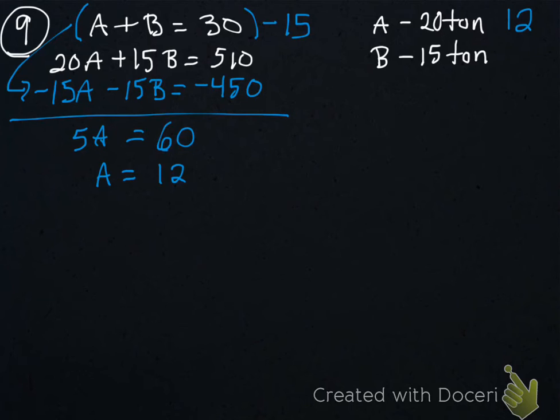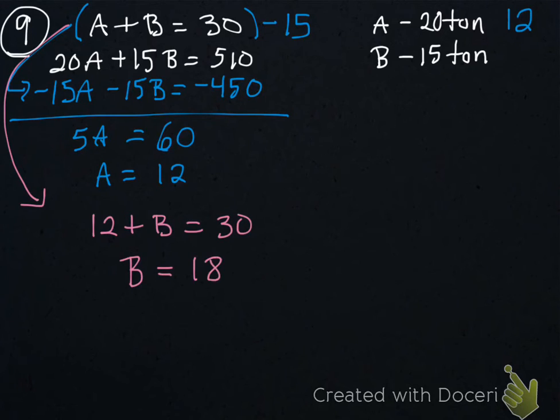Now let's plug it back in and find out how many 15-ton bins we have. So again, using the top equation, I would say 12 plus B equals 30. Subtract the 12 over and B equals 18. So I have 18 15-ton bins.